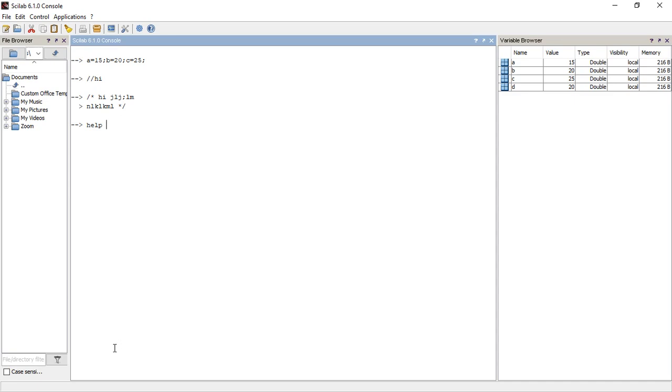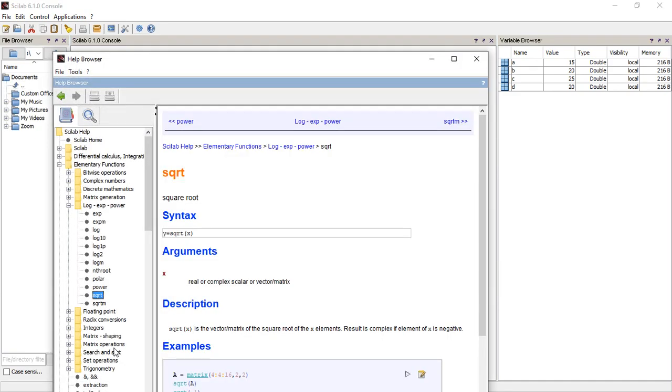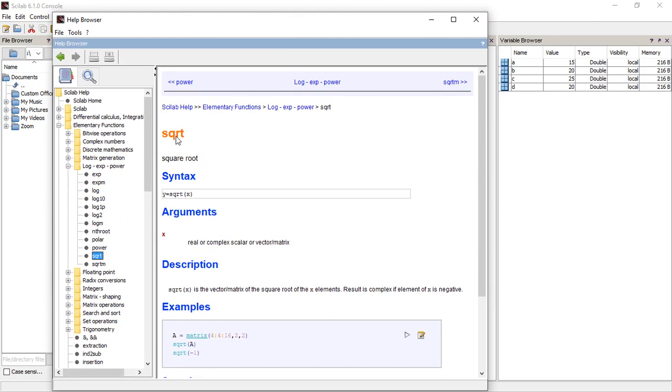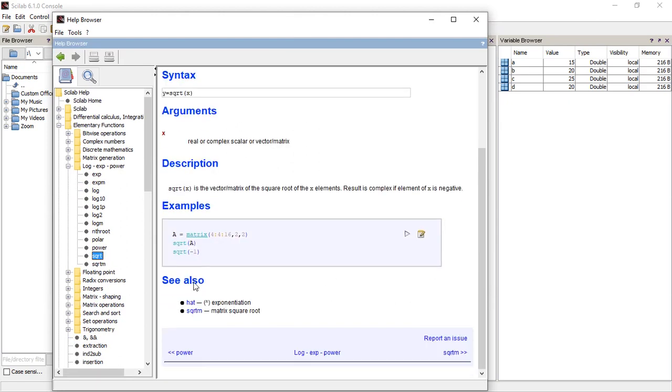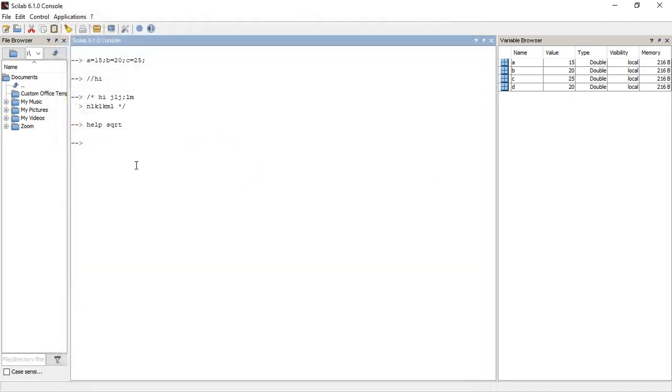For example, I require how to write the square root, SQRT. I need the help for square root. Click enter. Then it shows the help format: what is the square root, the syntax for square root, and what is the description. Like this, it shows the help in the particular help window. That is for help syntax.